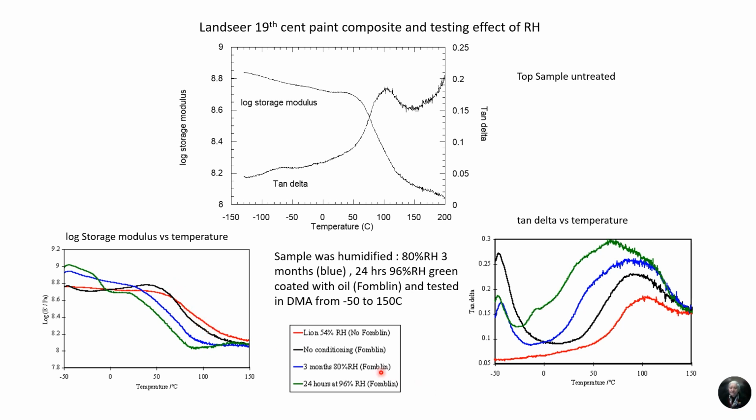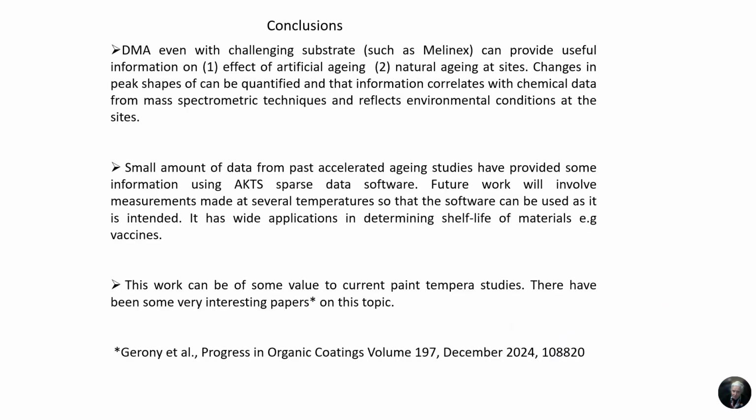After 3 months at 80% RH, you see a noticeable reduction in the softening of the modulus with temperature, and after 24 hours at 96% RH, a further decrease in temperature. And this is shown as a shift to lower temperature in tan delta. So that's the effect of RH.